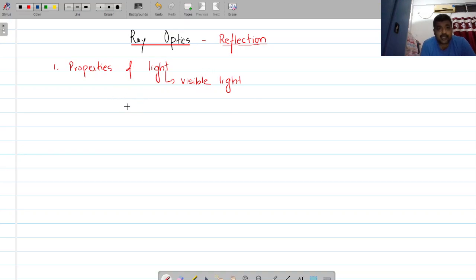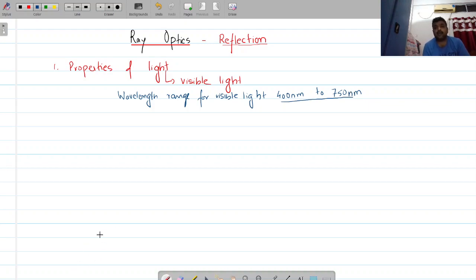So when we say visible light, we are talking about the wavelength range for visible light. It is from around 400 nanometer to 750 nanometer. So the wavelength range from 400 nanometer to 750 nanometer is the visible range.